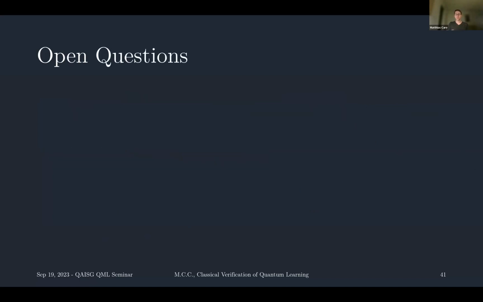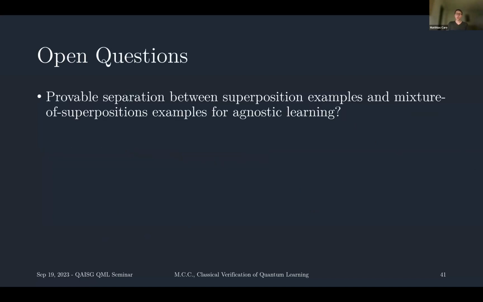Now, where could you go from here? I think one interesting open question is to actually understand whether our mixture of superpositions examples are needed. Because I did not claim that superposition examples cannot do agnostic learning. The only thing I'm claiming is so far we don't know how to do it. And it would be interesting to either see whether they also are a suitable resource for agnostic learning, or maybe there's a provable separation between superposition examples and the mixture of superposition examples that we introduced. This, however, would still be in computational learning theory.